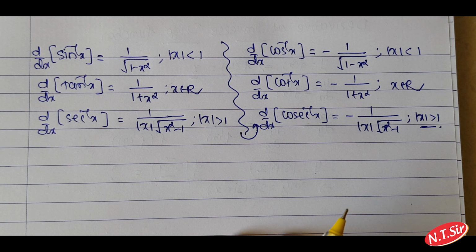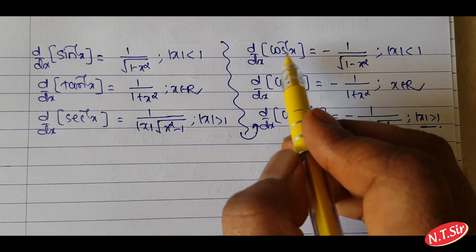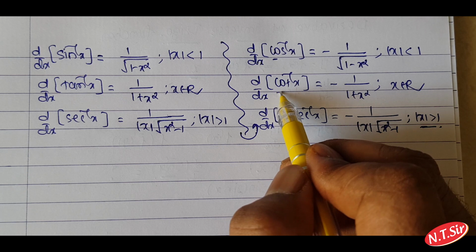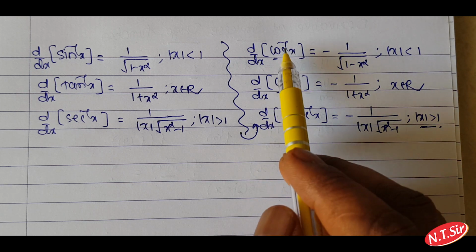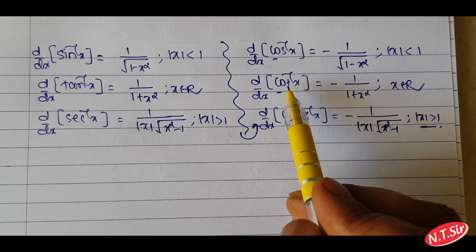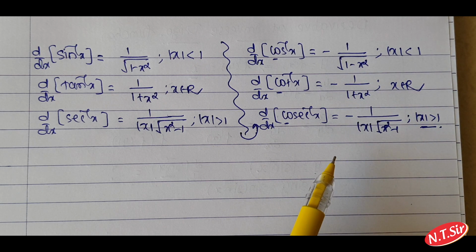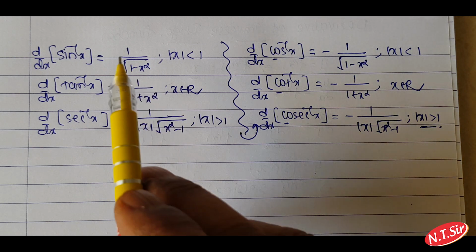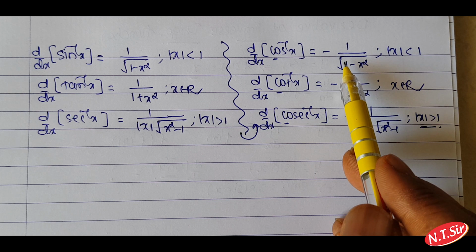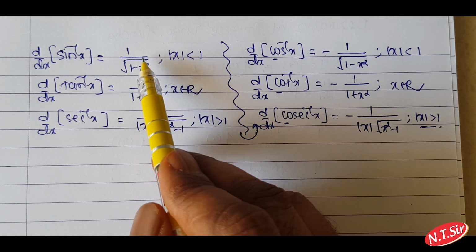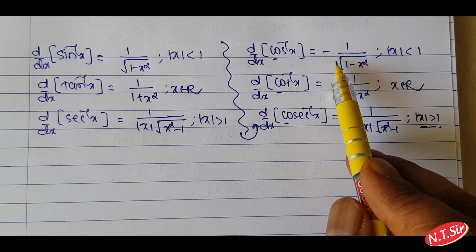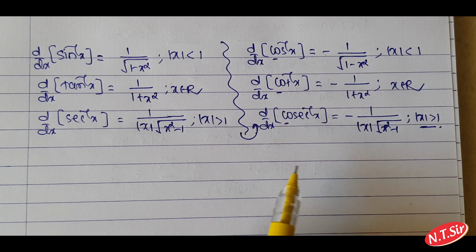Now remember one thing: for simple trigonometric functions, all functions starting with c, that is cos x, cot x and cosec x, have a minus sign. Similarly, in inverse trigonometric functions, all functions starting with c also have a minus sign. Remember another thing: the derivatives of sine inverse and cos inverse are the same, but cos starts with c, so you have to remember the minus. The derivative of sine inverse is 1 upon under root 1 minus x square, and the derivative of cos inverse is minus 1 upon under root 1 minus x square.